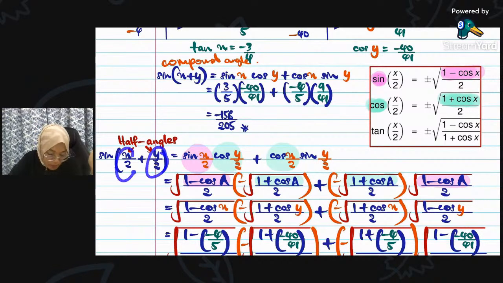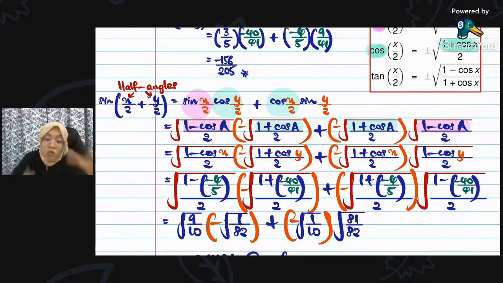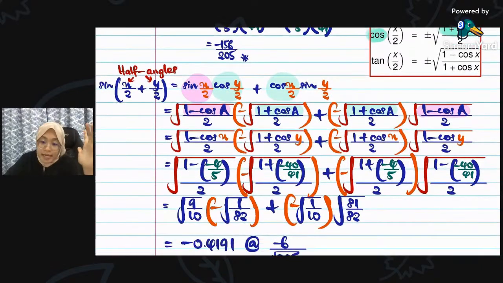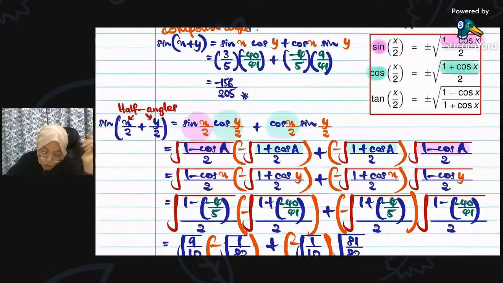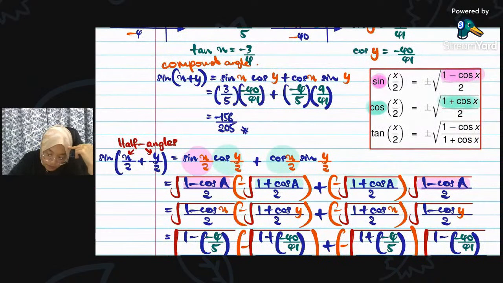Memang dia melibatkan half angle. So there are two ways. So these are the easiest ways. The easiest way is to use formula. Where is this formula coming from? So to be honest with you guys, this is called half angle formula. This is half angle formula, okay?